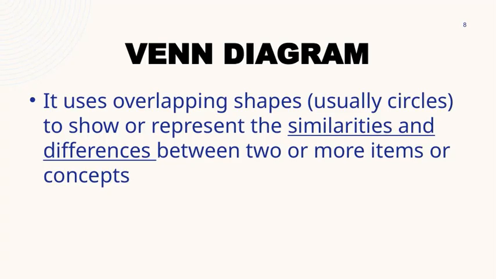Now, let's take a closer look at the Venn diagram. Essentially, it's a visual tool that uses overlapping shapes, usually circles, to help us understand the similarities and differences between two or more items or concepts. The idea is pretty straightforward. Each circle represents a different item, and where they overlap shows what they have in common. Conversely, the parts of the circles that don't overlap highlight their unique features. This makes it easier to compare and contrast concepts at a glance.